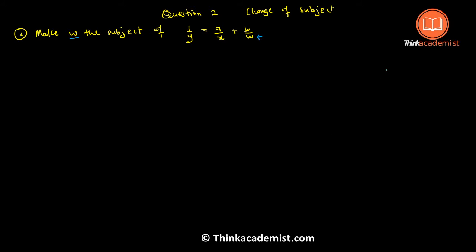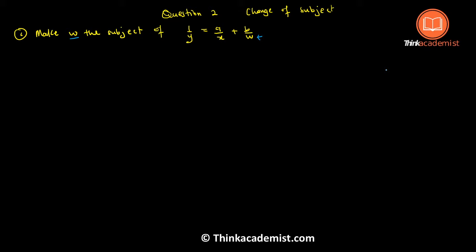Moving: when the thing is adding and you need to move it to the other side of the equal sign, it becomes negative. When it is multiplying and you need to move it across, it becomes what? Division. Those are the two fundamental rules of change of subject you need to take note of.